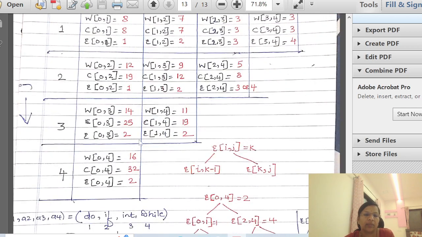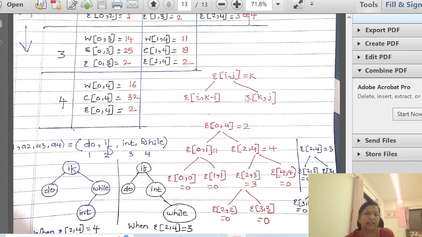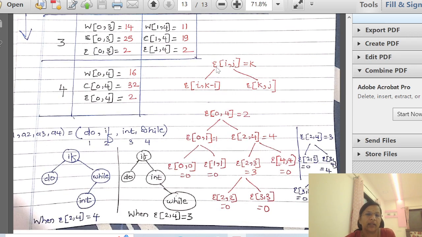And now the question remains where we have to draw the final optimal binary search tree. So how do we do that? R of i, j equal to k is taken as root. On the left side, r of i, k minus 1, and on the right hand side we have r of k, j. So if we substitute, the last value we have to take as a root always. So r of 0, 4 equal to 2. So here i is 0, j is 4, and k is 2.